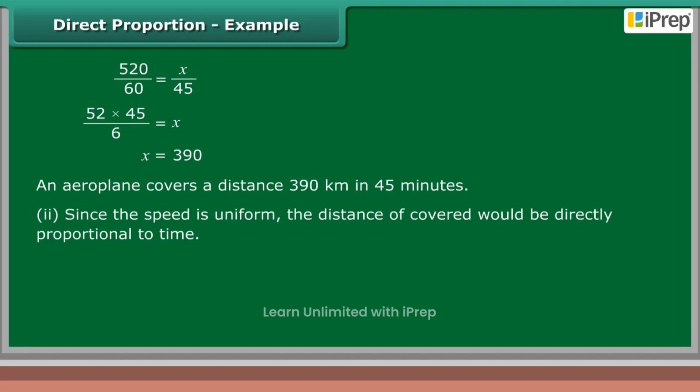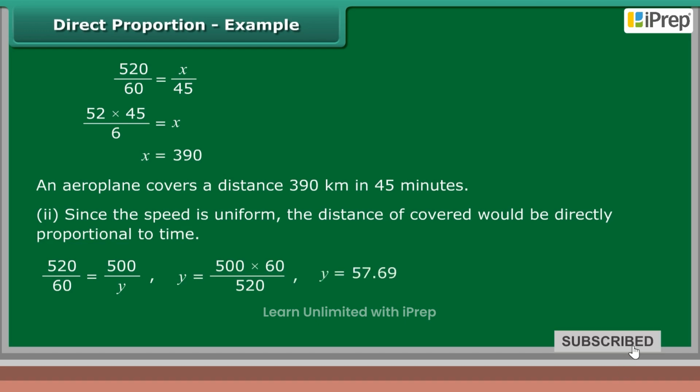Since the speed is uniform, the distance covered would be directly proportional to time. 520 upon 60 is equal to 500 upon Y. So Y is equal to 500 into 60 upon 520. Y is equal to 57.69. Time taken by the aeroplane is equal to 58 minutes.